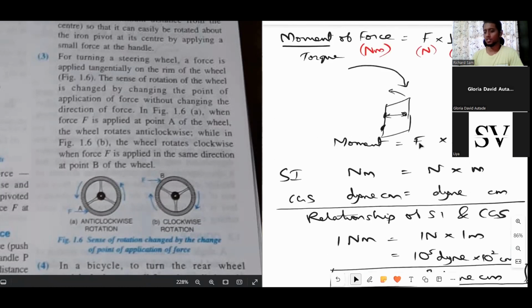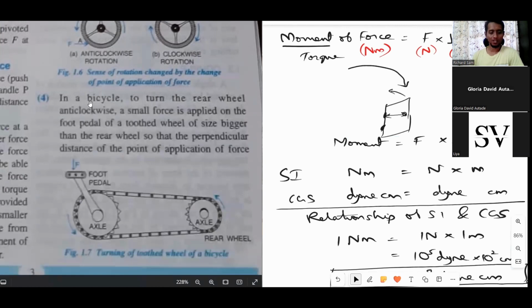See the formula? Moment is equal to force into distance. By increasing the distance, you can apply less force to turn. Okay. Then bicycle also. We have different gears. Okay. What is the purpose of the different gears?